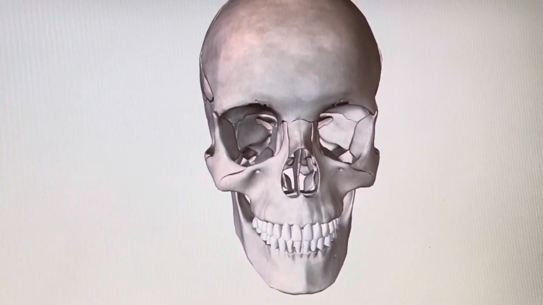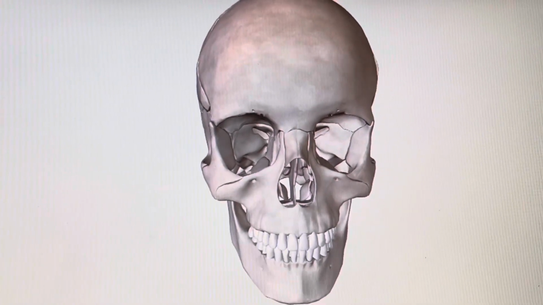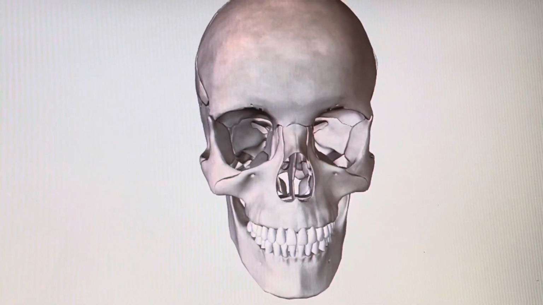Altogether, there are 8 cranial bones and 14 facial bones.